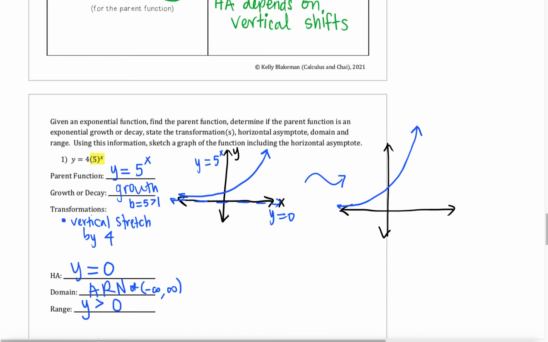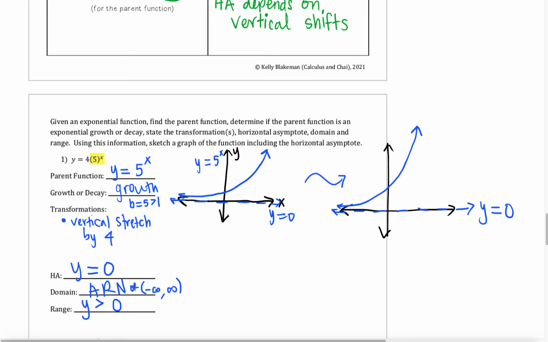Now we could substitute in points and find exact points on this, but we're more interested in what's the behavior of this graph and what's the overall picture versus exact points on here. The horizontal asymptote was not affected by the stretch, so I can go ahead and draw that dotted line in again. Remember, it represents that horizontal asymptote, and I'll go ahead and label it.